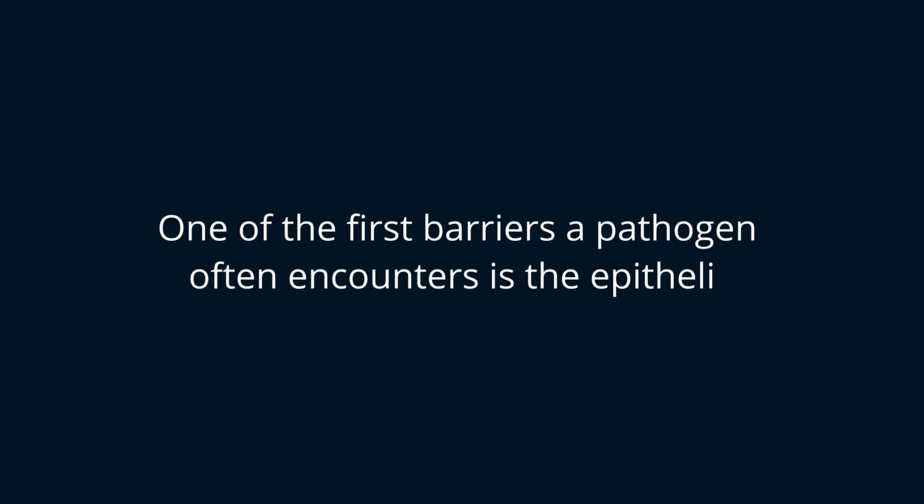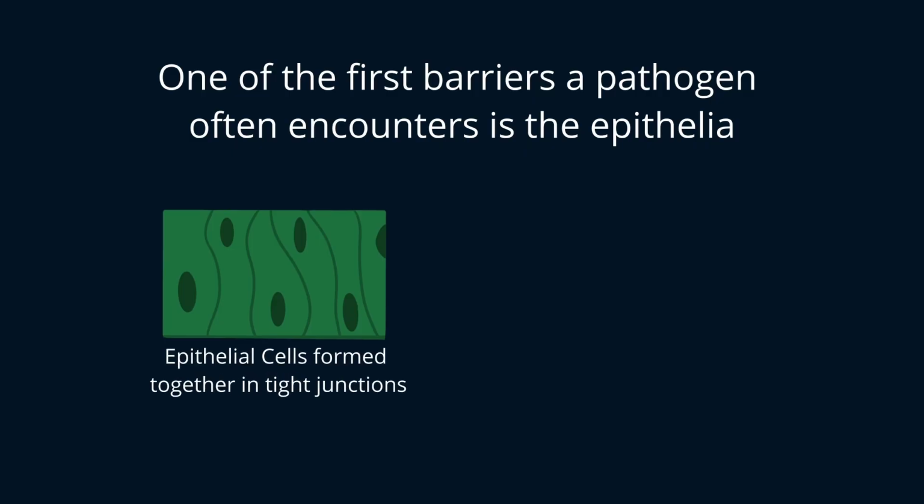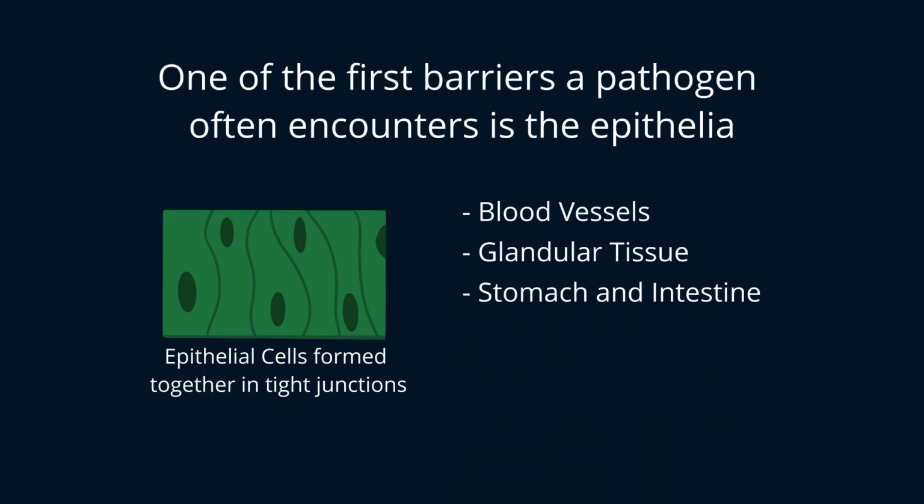The first barrier pathogens often encounter is the epithelia, or a physical barrier of epithelial cells which are formed together by tight junctions, sealing against the external environment. The epithelia are present throughout the body, such as lining the blood vessels, glandular tissue, the stomach and intestines, the epidermis, and the respiratory tract.